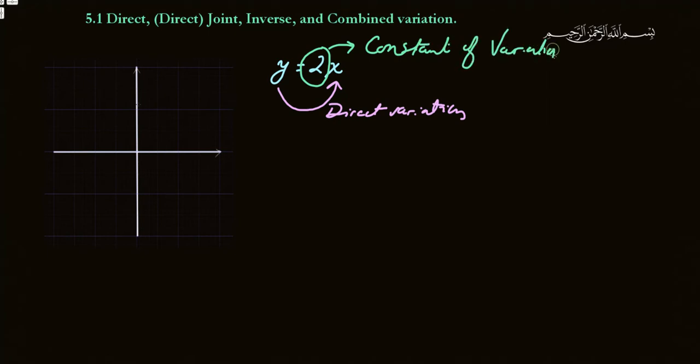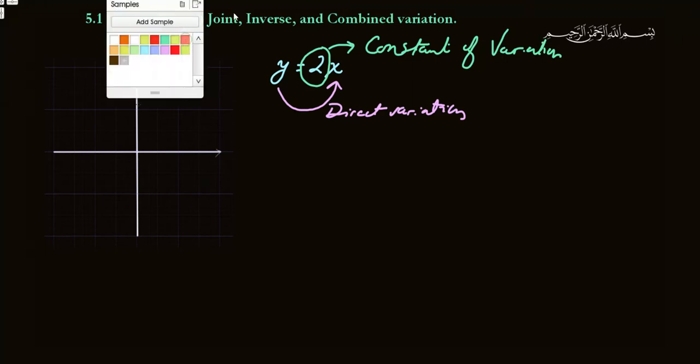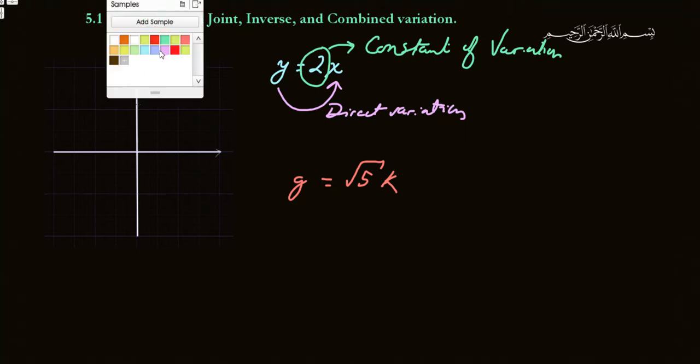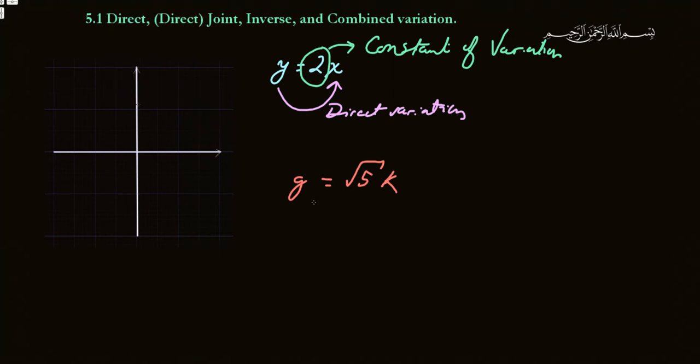So when two variables are related in a simple fashion, where one is a multiple of another, like this, another example would be something like g is equal to square root of 5 times k. In this case, g is directly related to k, and the constant of variation is going to be square root of 5. So this is another example of a direct variation between two variables. Now, if you take g is equal to square root of 5 plus k, and then you add anything to it, like a 3, this no longer is a direct variation.